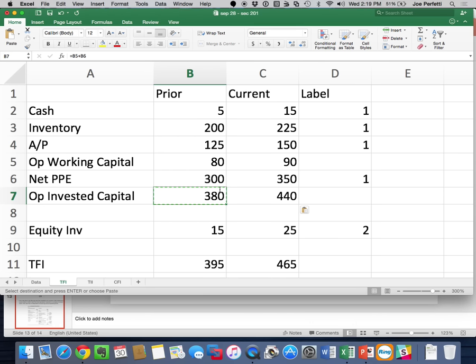Okay, so that's why I'm rearranging this, so that when we eventually use this to forecast, it will allow me to forecast them separately. So if you skip this step and you just had it the way we originally did it, added to the operating invested capital, you're going to get the right answer either way.